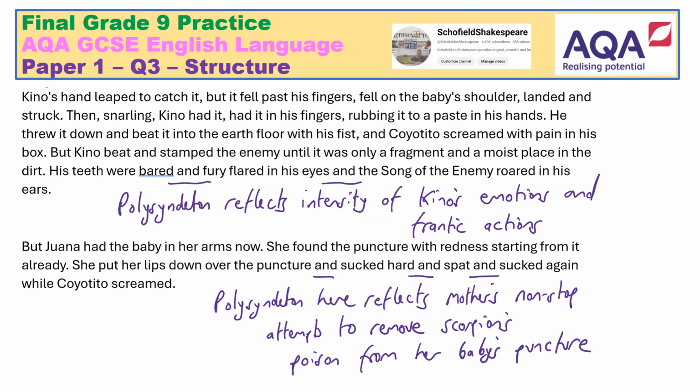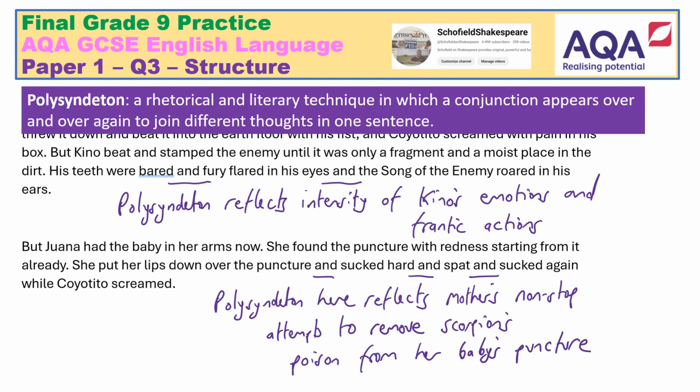The subsequent two paragraphs both end with frantic examples of polysyndeton. The first example is, "his teeth were bared and fury flared in his eyes and the song of the enemy roared in his ears." This creates a frenetic feel aided by the alliterative F sounds, which highlights the father's desperate, frenzied emotions as he crushes the scorpion to death and panics.